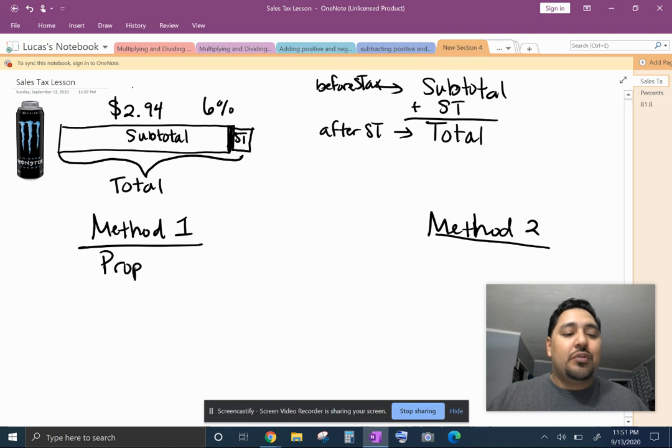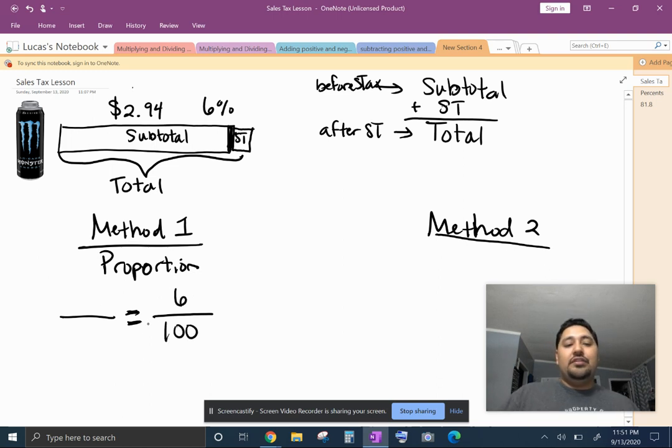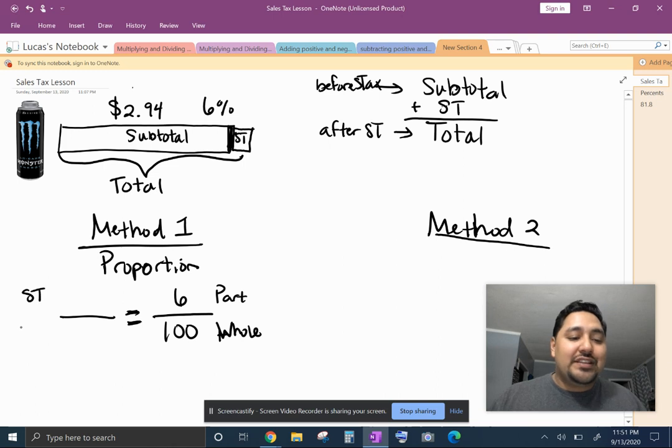It's called using a proportion. And a proportion looks like this. It's a ratio of two things that's equal to another ratio of two things, and they need to be equal. So 6% is really 6 out of every 100. This is the part that I need, and this is the whole. So 6 is always out of 100. And the part that I need is the sales tax, out of the subtotal.